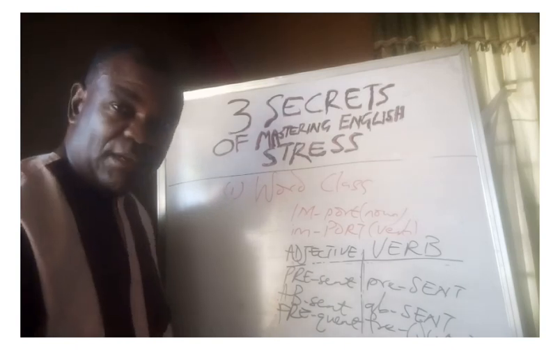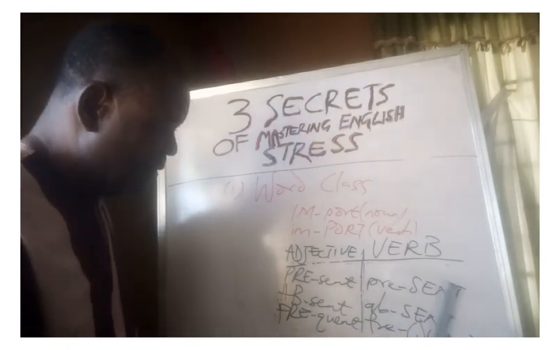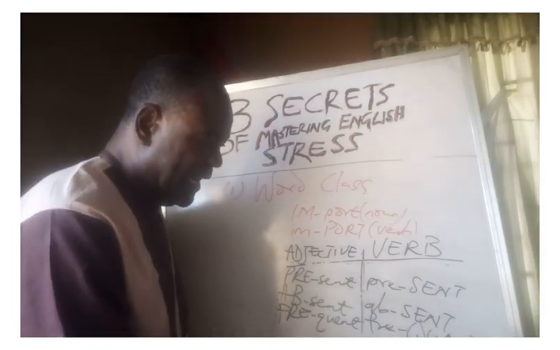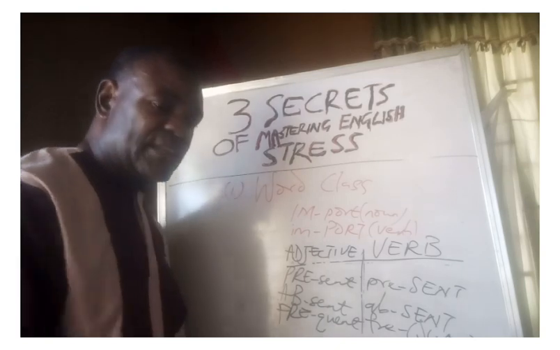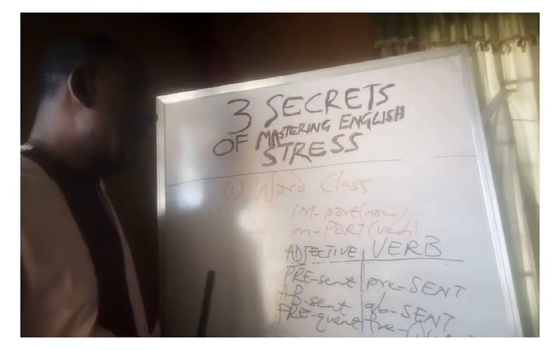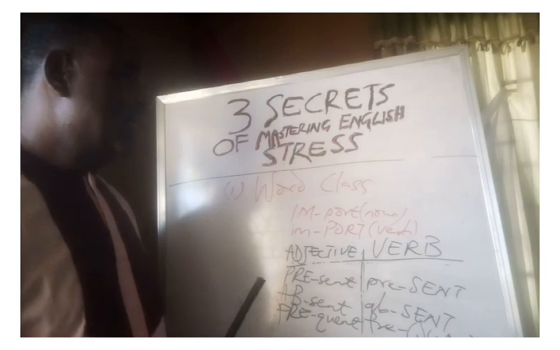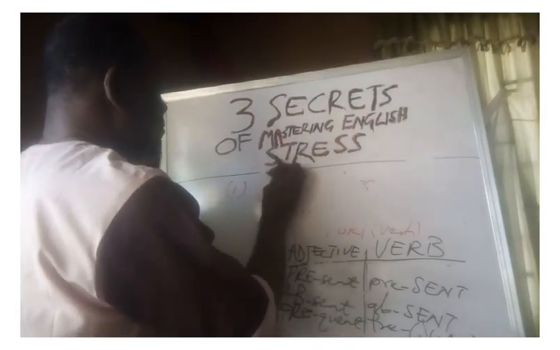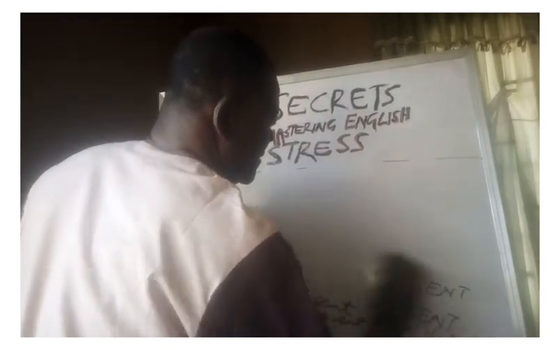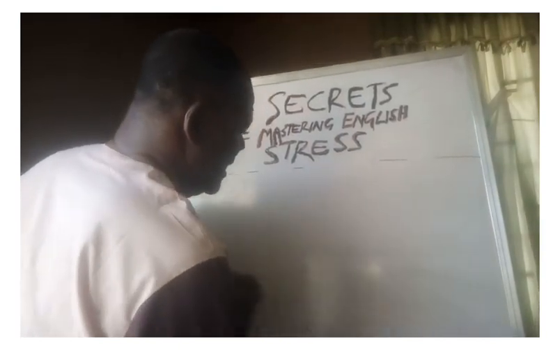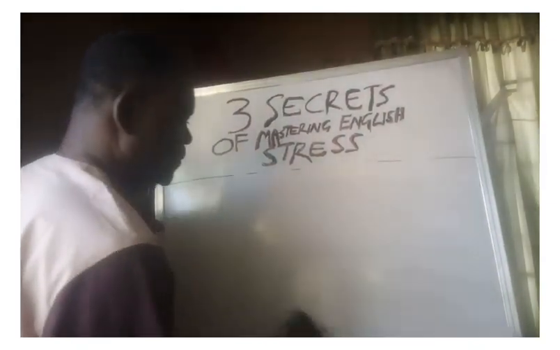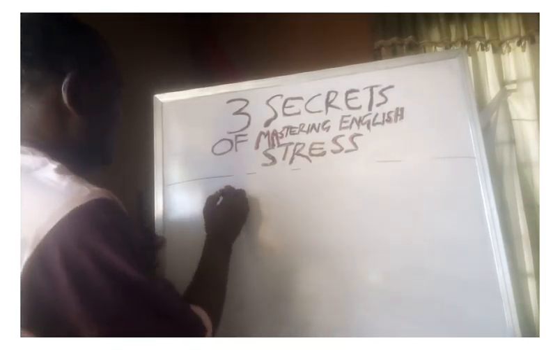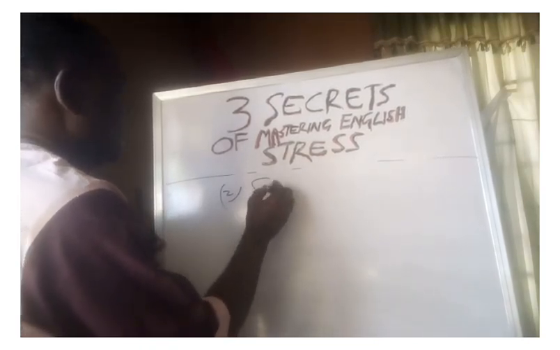Now, frequent. If something is frequent, it occurs most of the time. Or you can say he frequents the bar. That is a verb, and the stress is on the second syllable. Now, so far about how word class affects stress. Now, let's look at the second factor that determines stress.